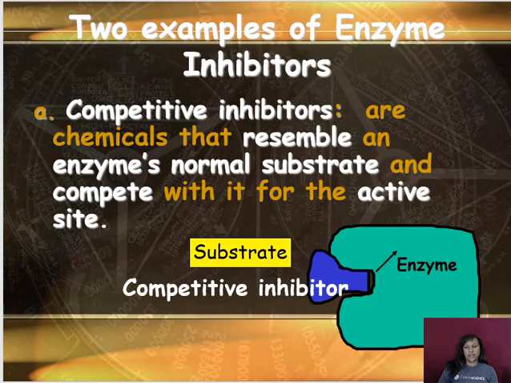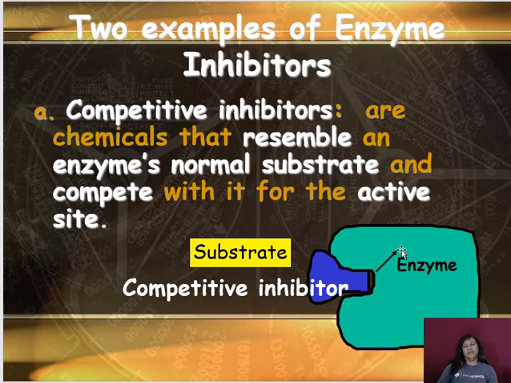And so let's take a look at inhibiting enzymes so that they don't work. Not denaturing them, but inhibiting them. What does that mean? There are two examples of enzyme inhibitors. One is what's called competitive inhibitors. These are chemicals that resemble the enzyme's normal substrate, and they compete with that substrate for the active site.